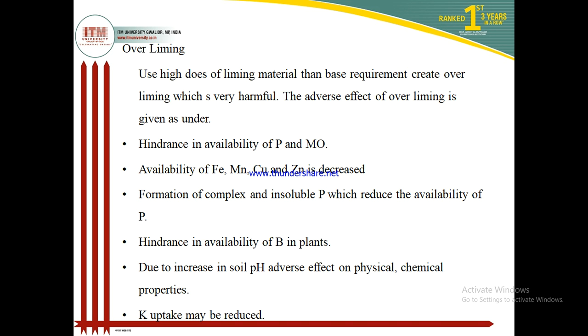Overliming. Use of higher doses of liming material than required creates overliming, which is very harmful. The adverse effects of overliming are as follows: hindrance of availability of P and molybdenum; availability of iron, manganese, copper and zinc is decreased; formation of complex and insoluble P compounds reduces the availability of P; hindrance in availability of B in plants due to increase in soil pH; adverse effect on physical and chemical properties. K uptake may be reduced.